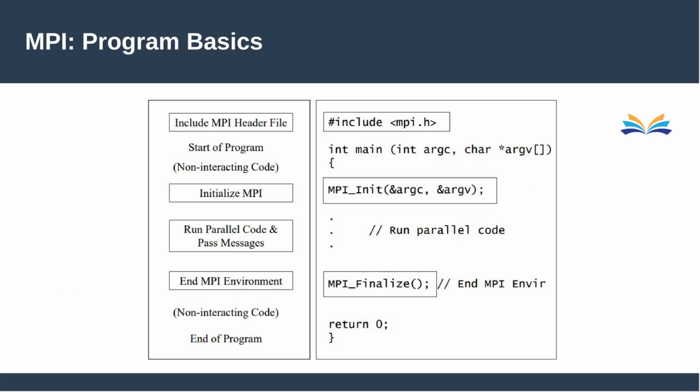MPI, or message passing interface, is essential for parallel computing. It enables communication between processes in distributed systems. Key functions include MPI init to start, MPI com size to determine the number of processes, and MPI com rank to identify each process. MPI finalize concludes the program, ensuring all processes terminate correctly.